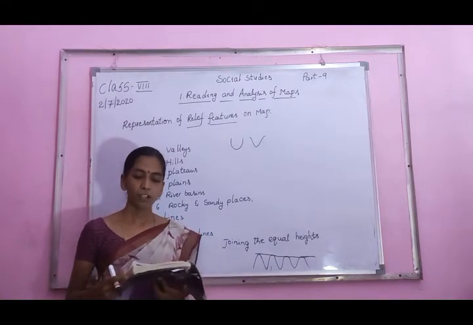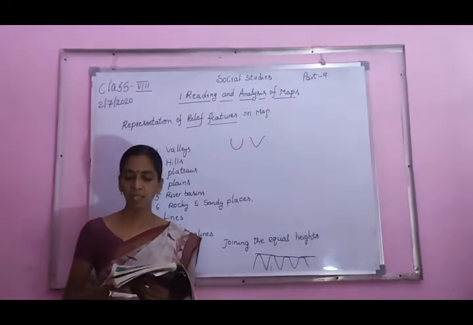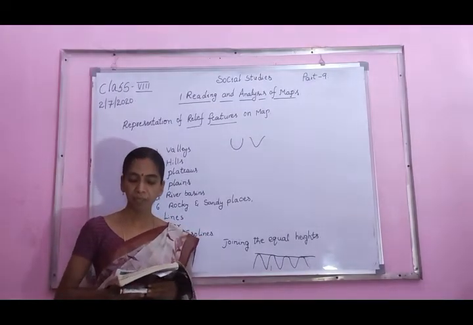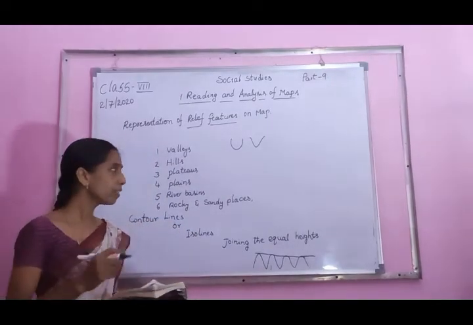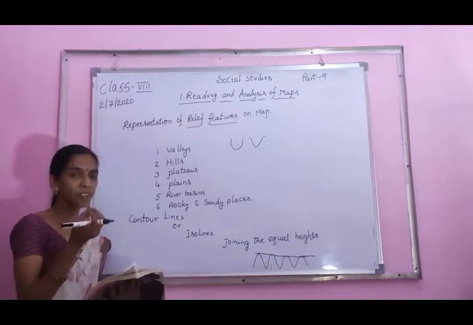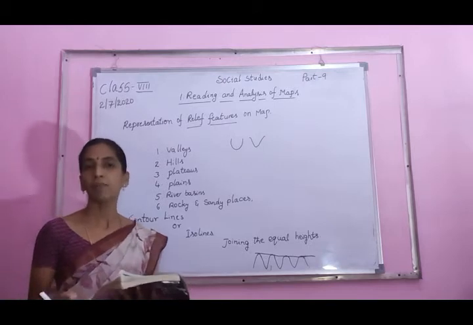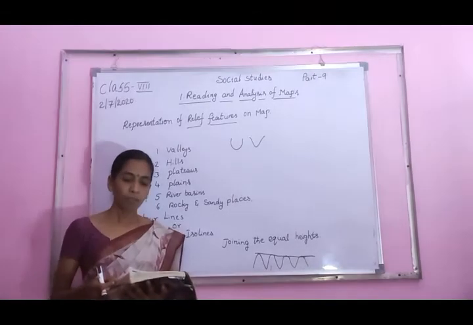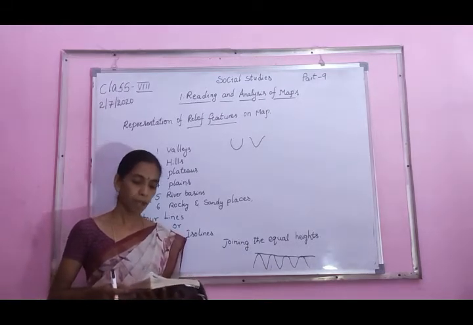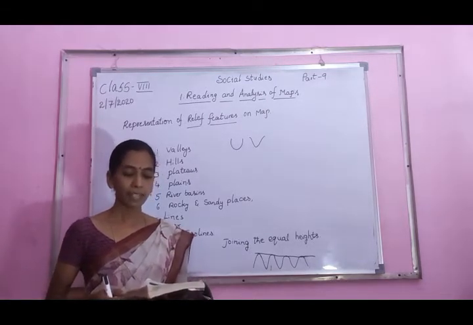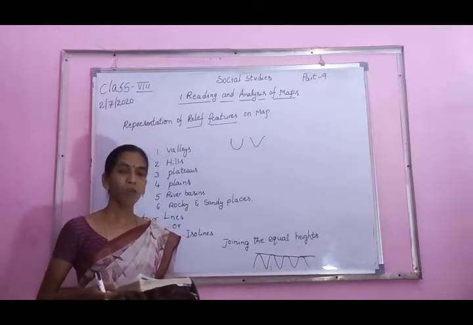Contour lines are usually drawn at fixed intervals of height such as 20 meters, 50 meters or 100 meters. Some maps use 20 meters, some 50 meters, some 100 meters. A uniform contour interval is maintained on a given map. Contour lines give an indication of the slope of the land as well as the elevation above sea level.